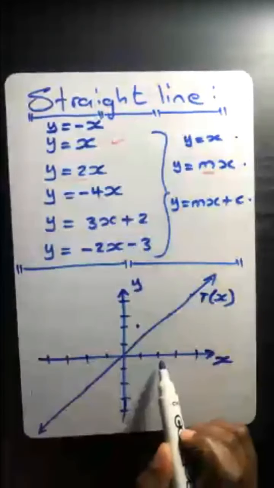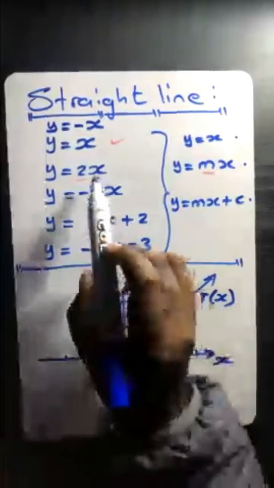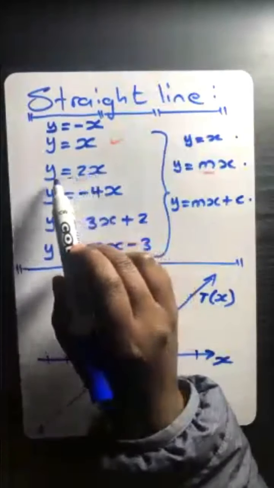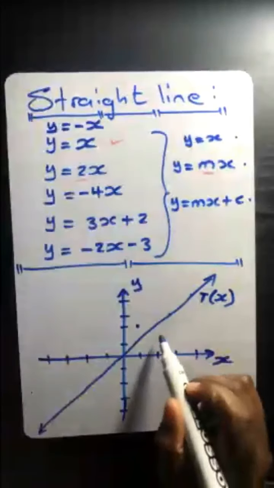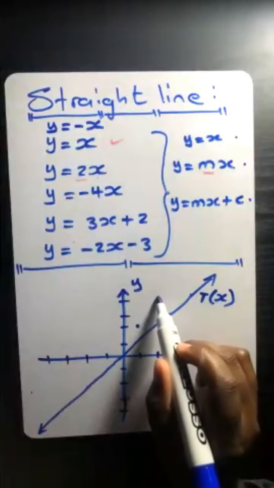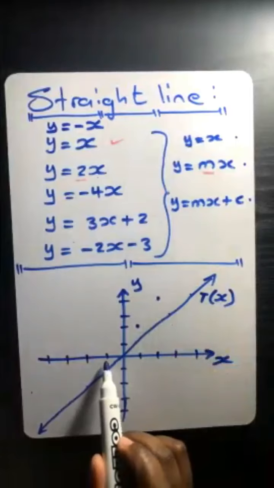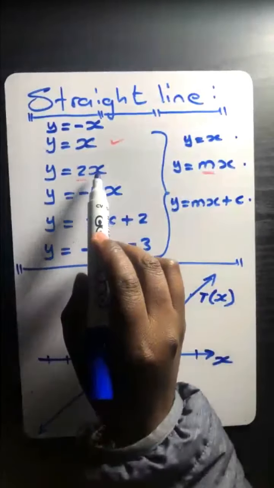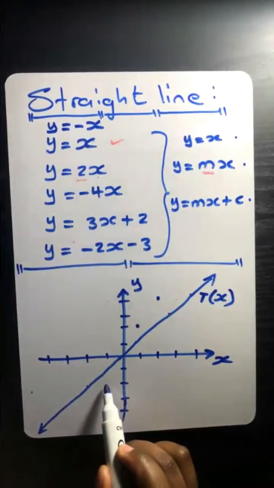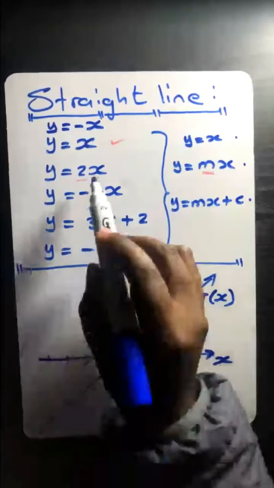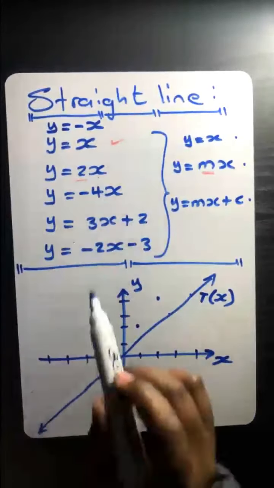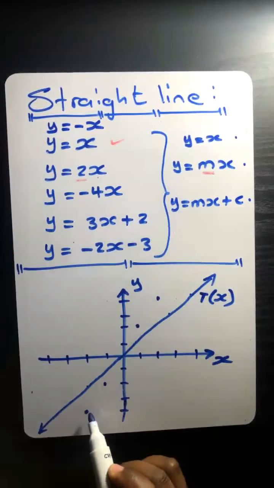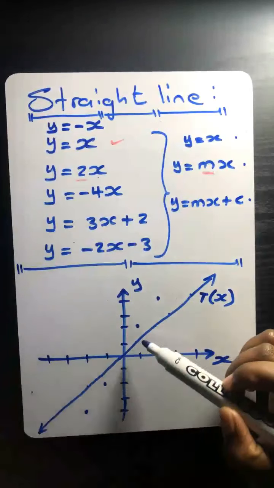If x is 2, then you substitute with 2 there, then it's 2 times 2, which is 4. That means where x is 2, y is 4. Then also on this side, if x is -1, it's -1 times that, y becomes -2. Then you also do the same for -2, then it becomes -4. So it can continue up to infinity.